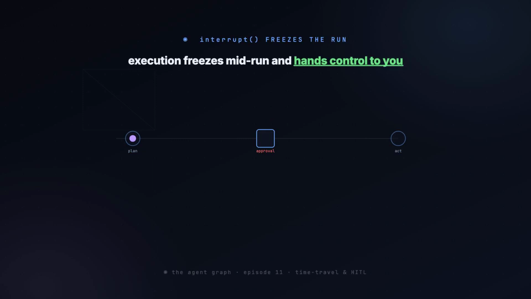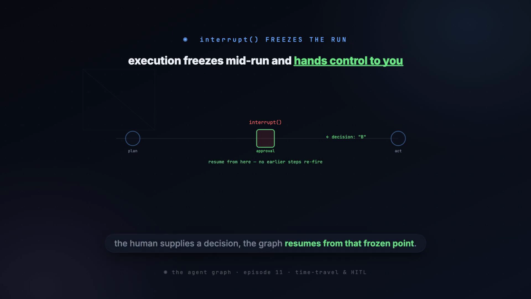At the approval node, the graph calls interrupt. Execution freezes mid-run and hands control to you. The human supplies a decision. The graph resumes from exactly that frozen point. No replay of the earlier steps, no lost state.